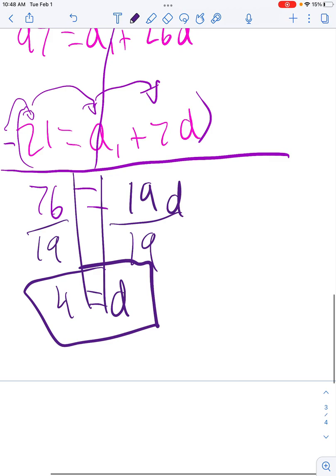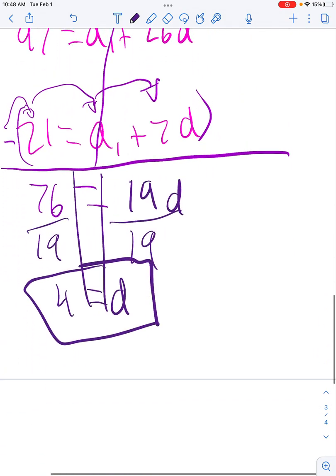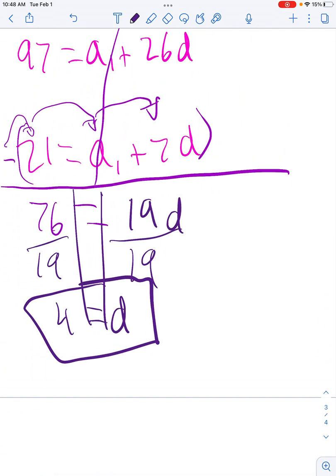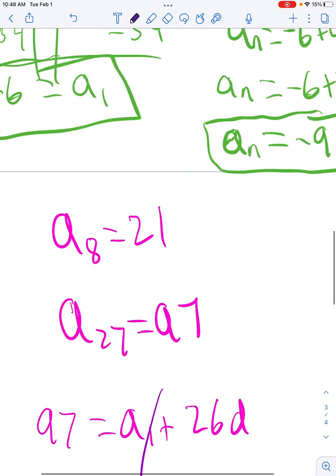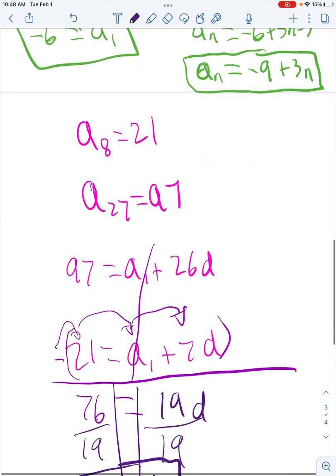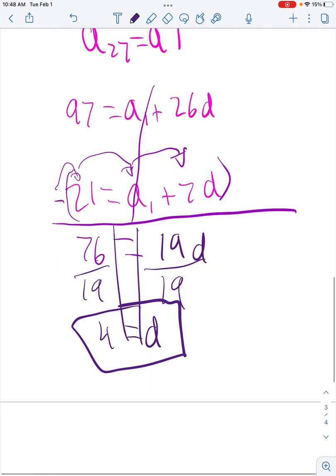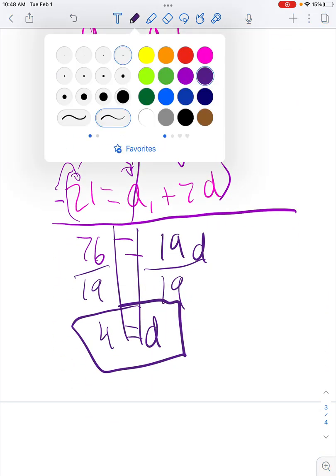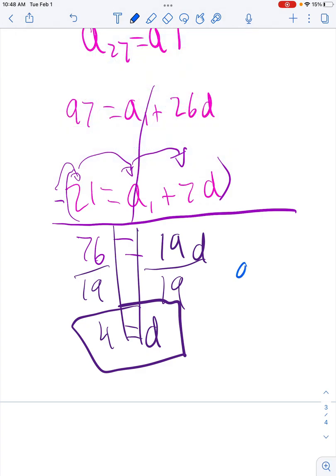I still need a1. So again, the parts you need for your equation are your first term and your common difference. So I just found the common difference. Now I can pick one of these two and plug in my d to my equation. So I'm going to take the equation 97 equals a1 plus n minus 1 times d.